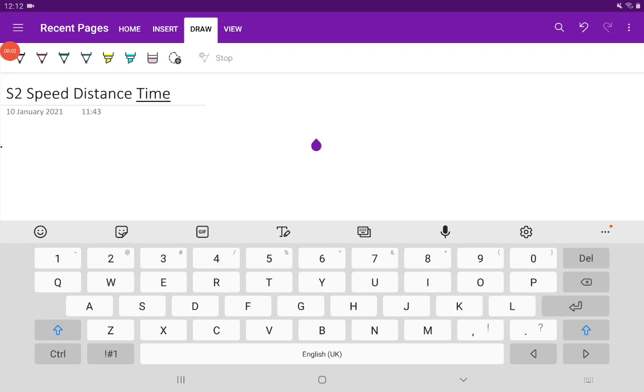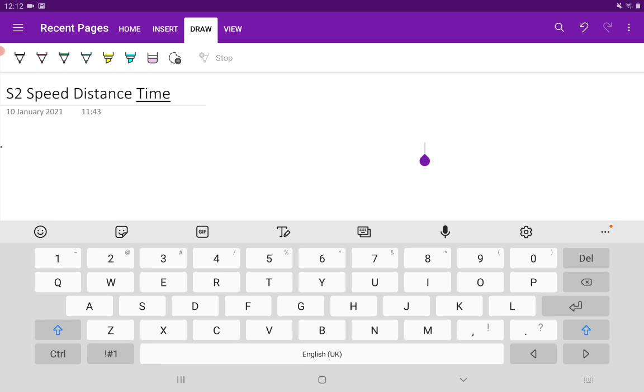Okay guys, so we are looking at speed distance time again. Now I know we did this last year, but as you know we're kind of coming back round to a lot of the topics we did last year and taking it on to the level 4 part. So you're going to need a calculator for this work in particular.